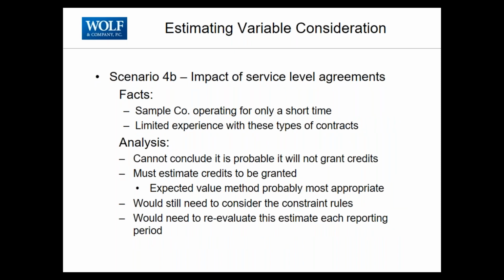So a slightly different scenario here in 4B. The facts here are you've only been in business a short time, so maybe you're an earlier stage company, and you have limited experience with contracts like this. So in this case, you couldn't conclude that it's probable that you're not going to have to issue credits. So again, you start with choosing the most appropriate method for estimating the variable consideration. In this case, you'd probably decide that the expected value method would make sense because you're probably going to have to assign a non-0% likelihood that you're going to pay some penalty.